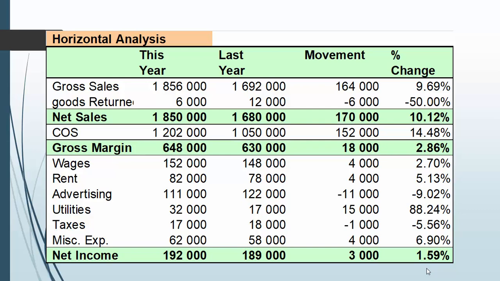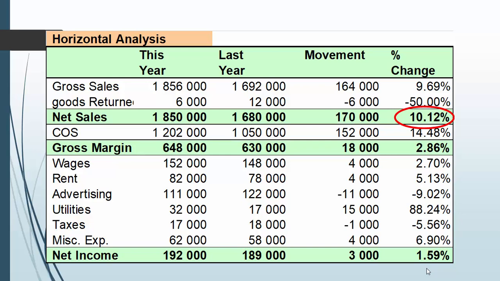If we look at the horizontal analysis, we're now trying to see which categories contributed to this drop. Our horizontal analysis shows us that our gross sales went up by 9.69% and our goods returned was minus 50. Now one might look at a minus number and get negative about it, but not every negative number is negative. In this case, goods returned minus 50% means that people brought 50% less back, which is a positive thing. So overall our sales actually went up by over 10%, which sounds pretty good.